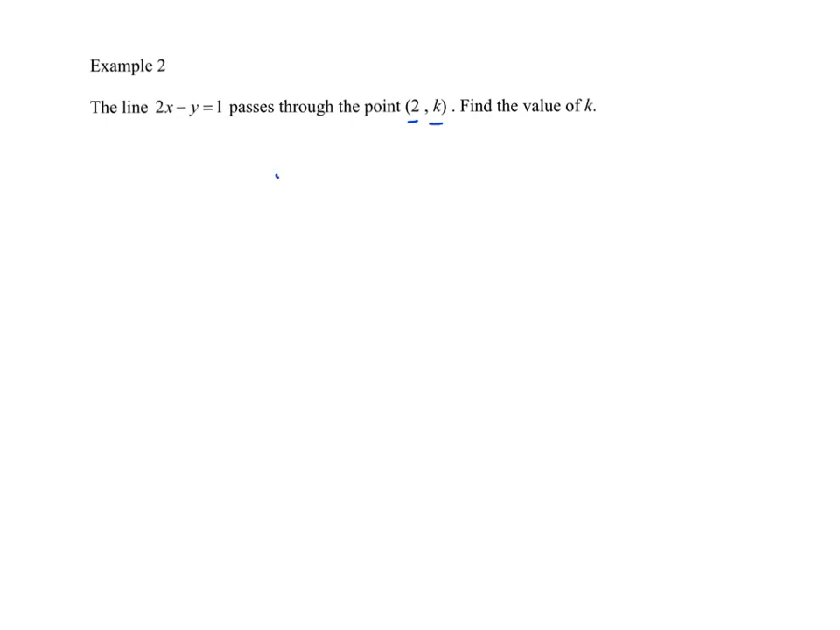So now I know the equation is 2x minus y equals 1. This point here tells me that x now becomes the number 2, minus y now becomes k. So y changes to k, equals 1. Find the value of k.